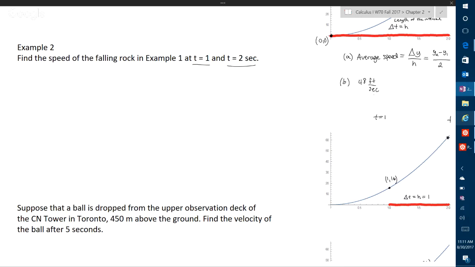We already know that. For 2, yeah, 2 is 64, right? But then you want to take values kind of close to 2, right? Maybe 2.1, 2.01, 2.001.